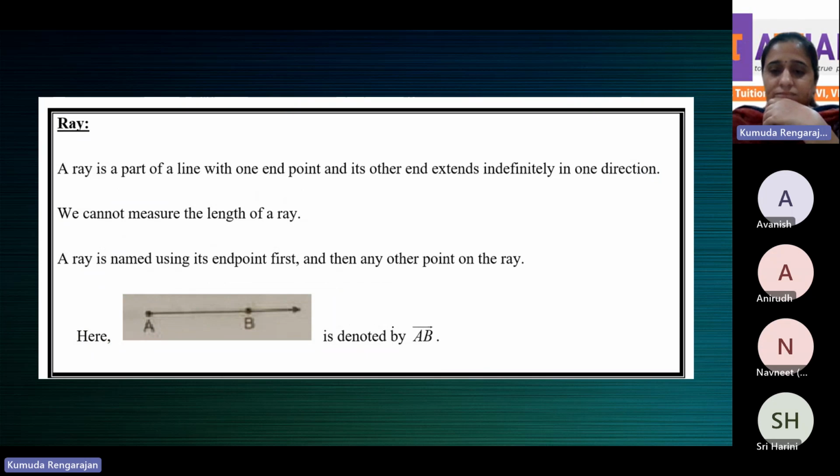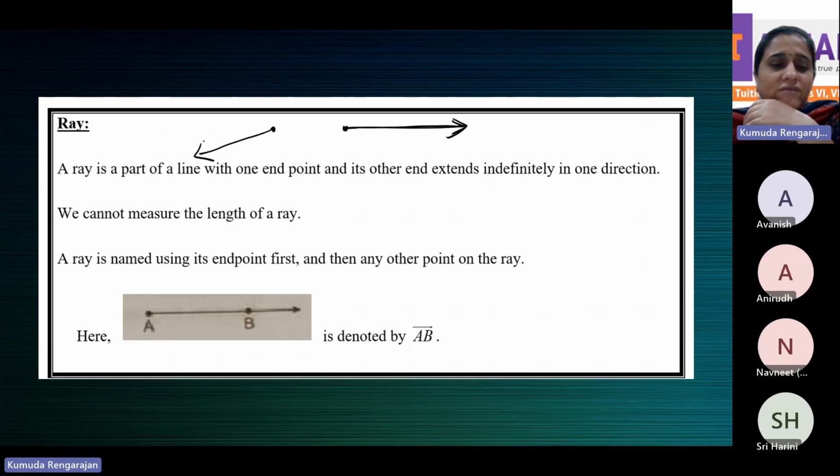Now, what is a ray? A ray has a starting point and it extends indefinitely on the other side. It starts from somewhere and it extends indefinitely on the other side. So maybe it starts here and it goes indefinitely on the other side. If it's going on indefinitely, we use an arrowhead to represent that side where it is extending.